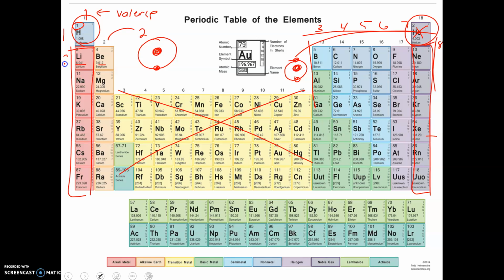Everything in row 2 has 2 shells. So lithium would look like this. It would have 1 shell full, and now 1 electron in the second shell. Sodium, third row, has 3 shells. It would look just like lithium, except it would have 2 full shells, and then 1 electron in the third shell. Potassium would have 1 electron in the fourth shell, etc. So these periods, these rows, correspond to the number of electron shells. So the valence electrons, the outermost shells, get farther and farther away.